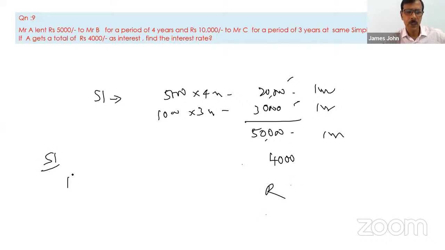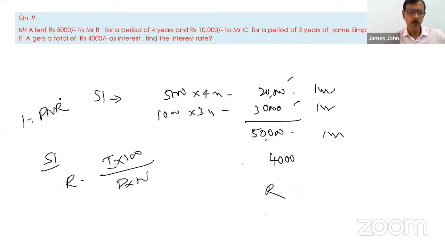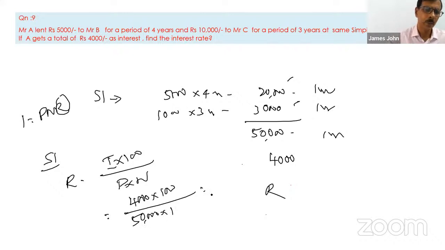In simple interest, what is the formula for R? It is I into 100 by P into N. Am I correct? Because the formula is I is equal to PNR. From this, if you want the rate, it is I by PN, but 100 will be there. So I into 100 by P into N. What is I? It is given, 4,000 into 100 divided by P, which is 50,000 into 1. How much did you get?